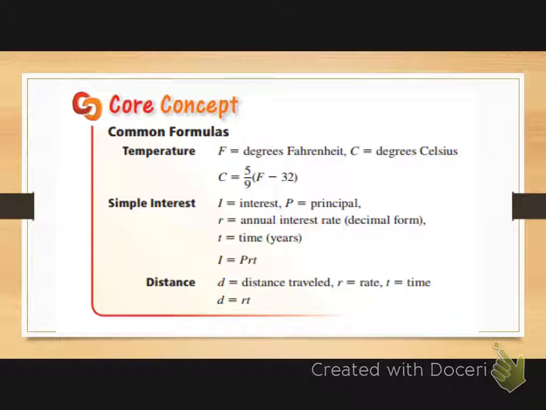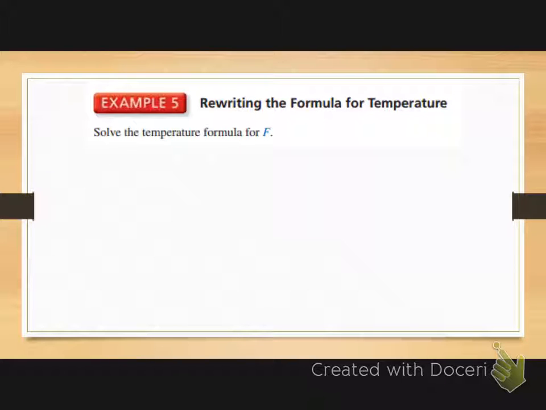Some of our common formulas are for converting from Fahrenheit to Celsius and Celsius to Fahrenheit, simple interest, and the distance formula, which are given here. That way you can answer the next couple of questions. When we're looking at example 5, we want to solve the temperature formula for F. So here's our formula, and we're going to convert this to find out, if we're given Celsius, what Fahrenheit would be.